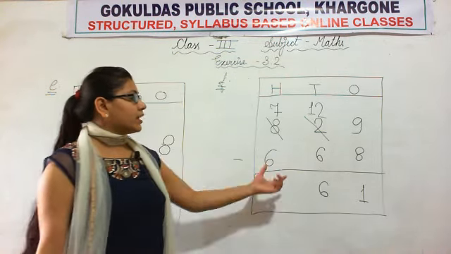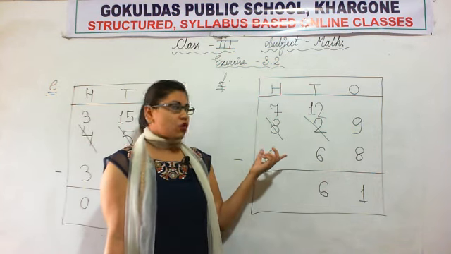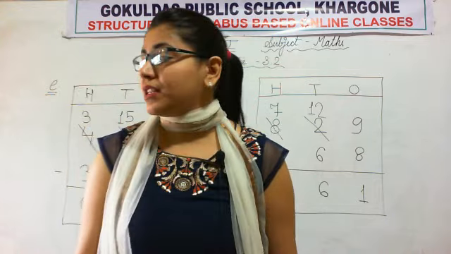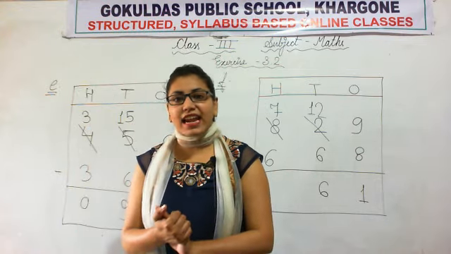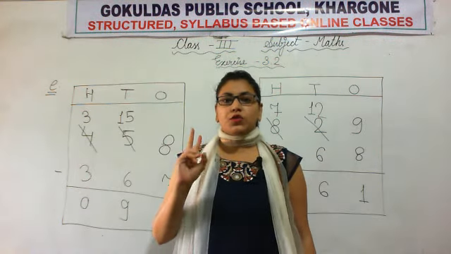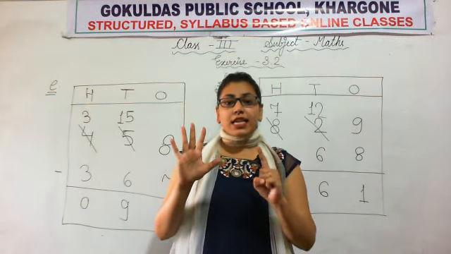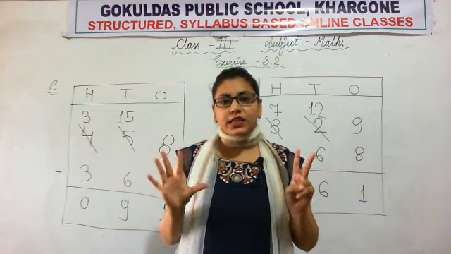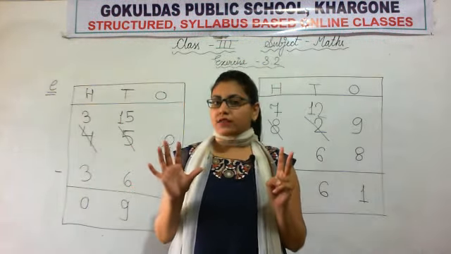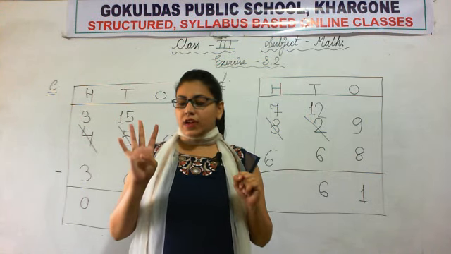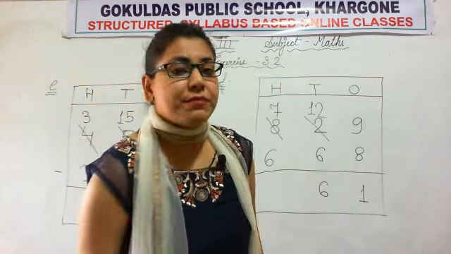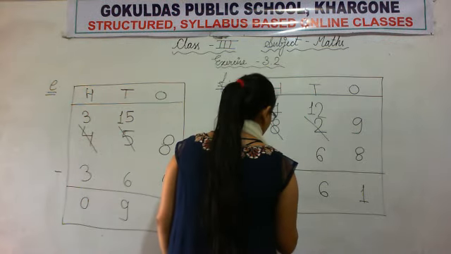Now moving toward last column, that is hundreds column. 7 minus 6. Can we remove 6 from the 7? Yes, we can remove. So first of all, let us count 7 fingers. 1, 2, 3, 4, 5, 6, 7. We had counted 7 fingers. Now minus 6. It means we have to remove 6 fingers now. 1, 2, 3, 4, 5, 6. One finger is left. It means we will write the number 1.